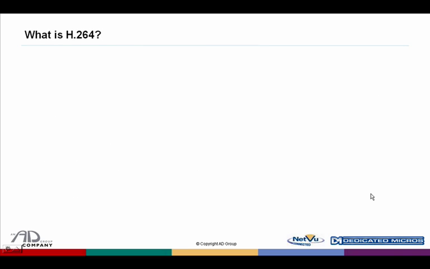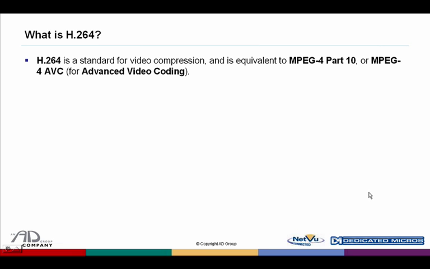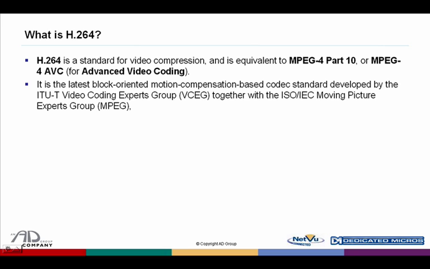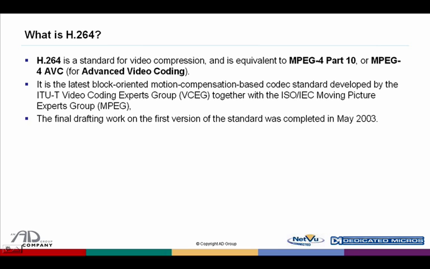Now let's look at what H.264 actually is. It's a standard for video compression in the same way that Motion JPEG and MPEG-4 Part 2 are. It's also designated as MPEG-4 Part 10, which shows its heritage as part of the MPEG-4 family. It's also known as AVC, for Advanced Video Coding, developed jointly by the ITU Video Coding Experts Group in combination with the ISO IEC Moving Picture Experts Group.